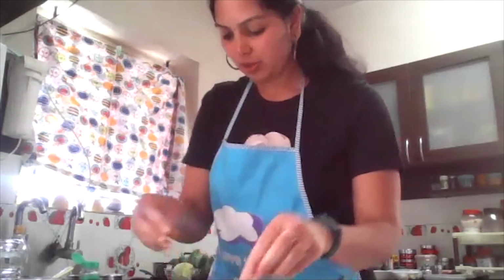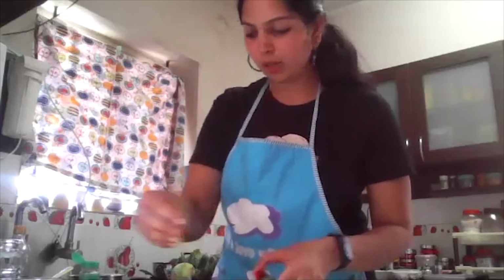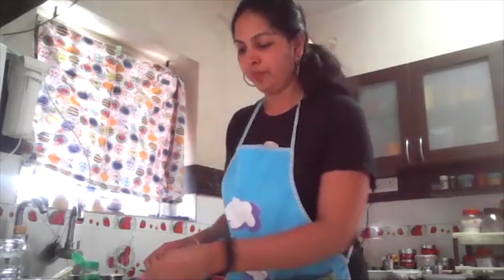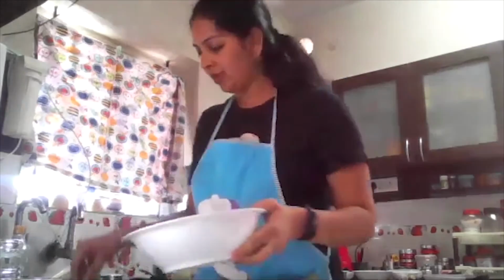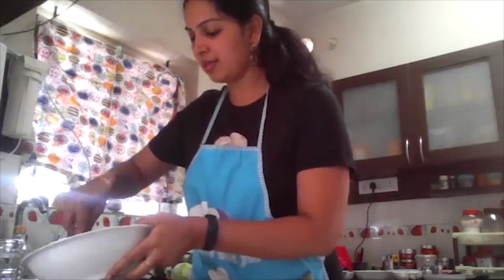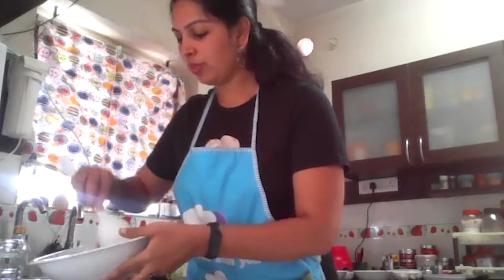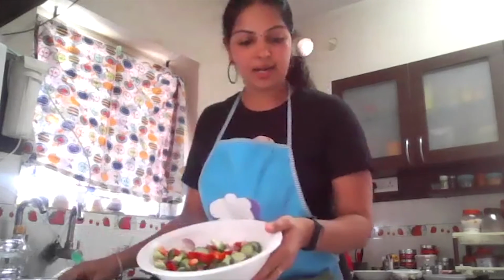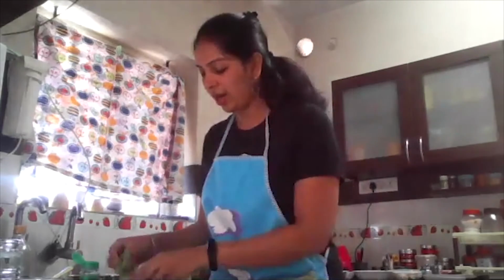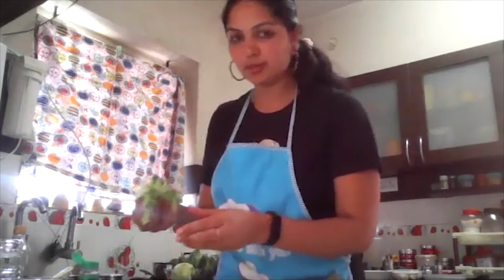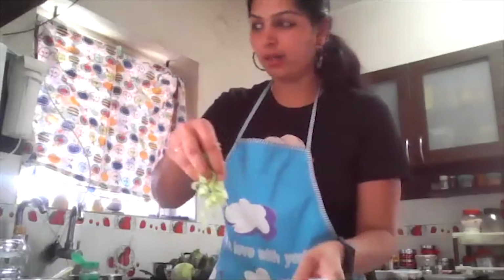You can remove the seeds if you don't want it spicy. I have removed a little bit of seeds from the red bell pepper. And see how colorful it is already. I'm just giving it a gentle mix. Chana, cucumber, onion, green and red bell pepper. If you want, you can add the chopped lettuce. I have chopped and kept the lettuce. You can add the chopped lettuce and sprinkle.